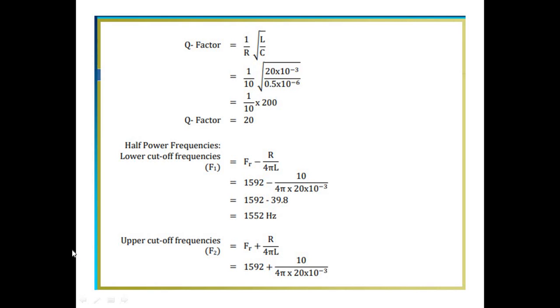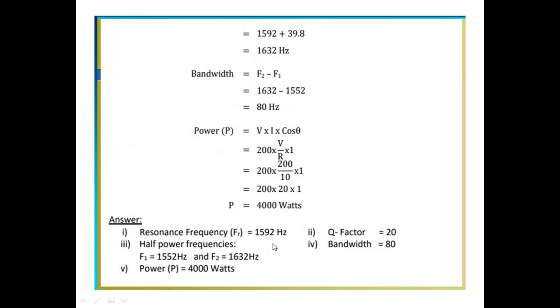Half power frequency. Lower cutoff frequency is FR minus R divided by 4 pi L, which is 1592 minus 10 divided by 4 pi into 20 into 10 to the power of minus 3, giving 1552. Upper cutoff frequency is FR plus R divided by 4 pi L, 1592 plus 10 divided by 4 pi into 20 into 10 to the power of minus 3, that is 1592 plus 39.8, equal to 1632 Hertz. Bandwidth is F2 minus F1, 1632 minus 1552, equal to 80 Hertz.